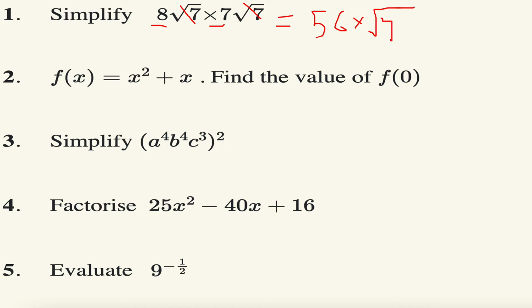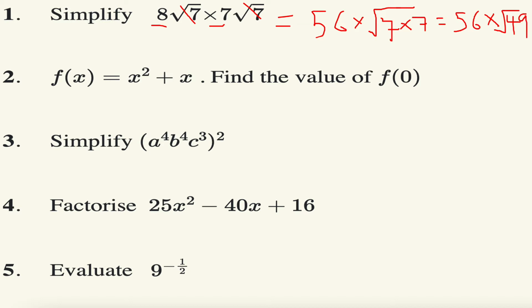So I can say that I've got 7 times 7, and 7 times 7 is 49, but it's obviously square rooted. So it's 56 times the square root of 49. Now we should know the square root of 49, guys, is actually 7 because 49 is a square number.